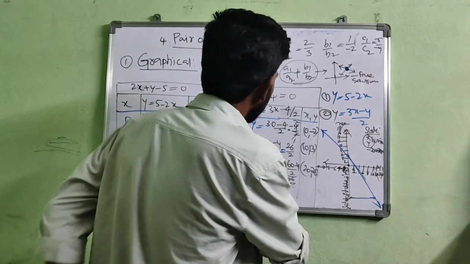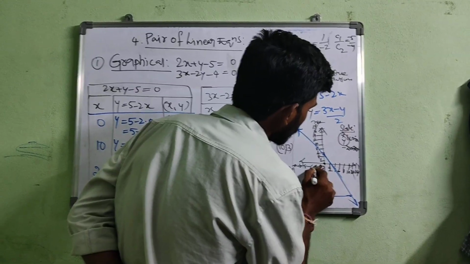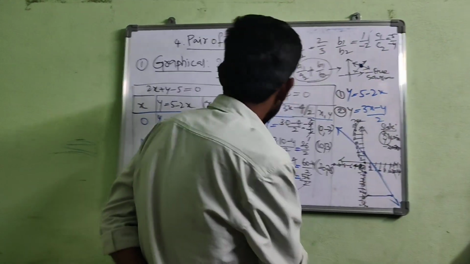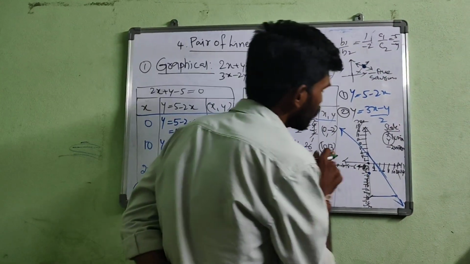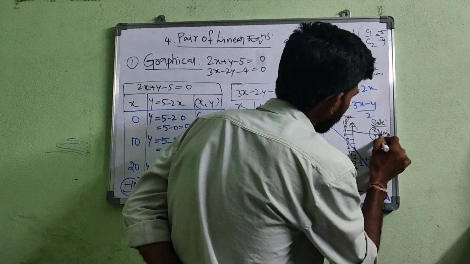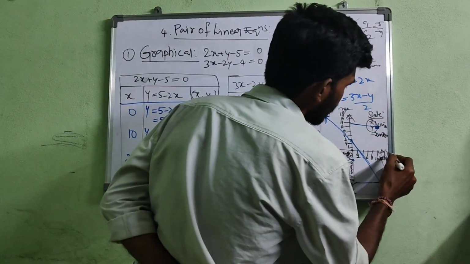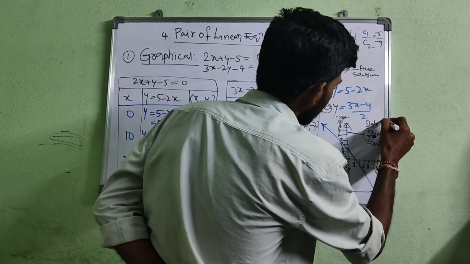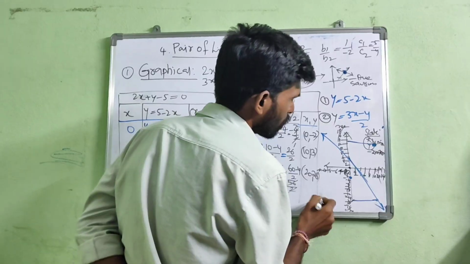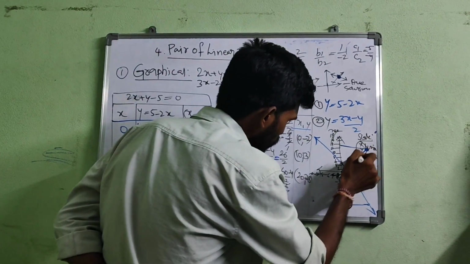Now, if x is 0, y is minus 2. x 10, y is 13 here. Next, x 20, y is 28 here. Now if you take minus 10, minus 20, you will get some more points here. Now we need to draw the line touching these points.